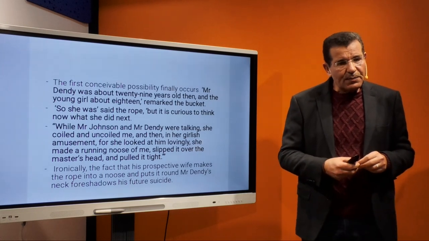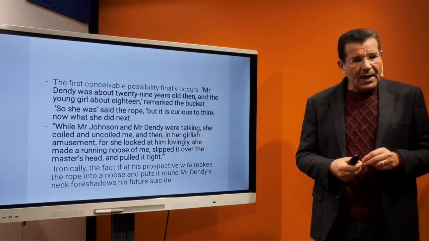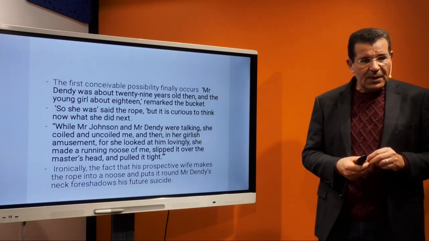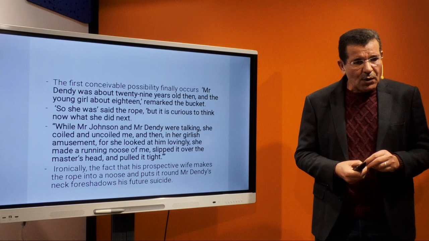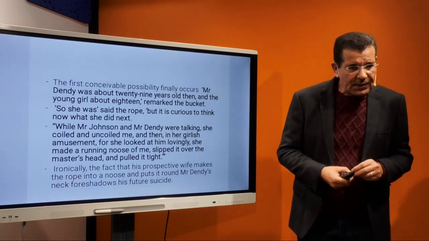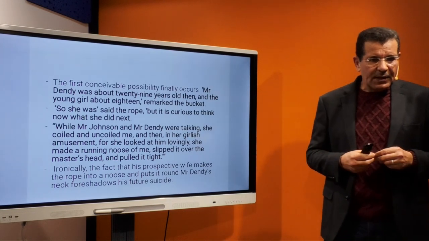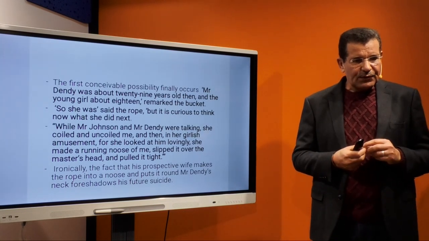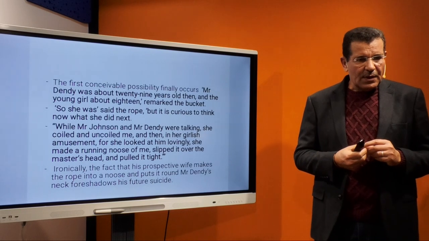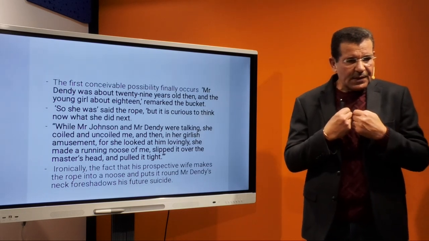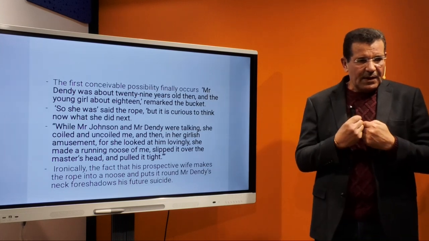"Mr. Dandy was about 29 years old then, and the young girl about 18," remarked the bucket. "So she was," said the rope. "But it is curious to think now what she did next. While Mr. Johnson and Mr. Dandy were talking, she coiled and uncoiled me, and then, in her girlish amusement, for she looked at him lovingly, she made a running noose of me, slipped it over the master's head, and pulled it tight."